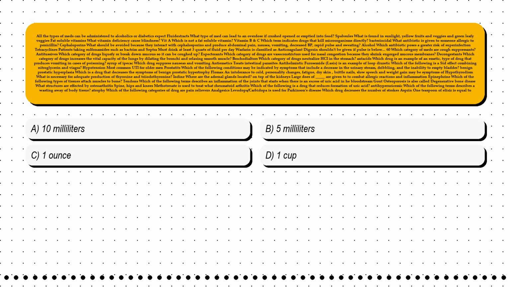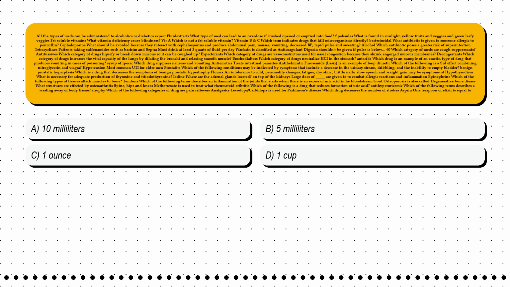Bronchodilators. Which category of drugs neutralize HCl in the stomach? Antacids. Which drug is an example of an emetic, a type of drug that produces vomiting in cases of poisoning? Syrup of ipecac. Which drugs suppress nausea and vomiting? Antiemetics. Which drugs treat intestinal parasites? Antihelmintics. Furosemide, Lasix, is an example of a loop diuretic. Which of the following is an adverse effect of combining nitroglycerin and Viagra?